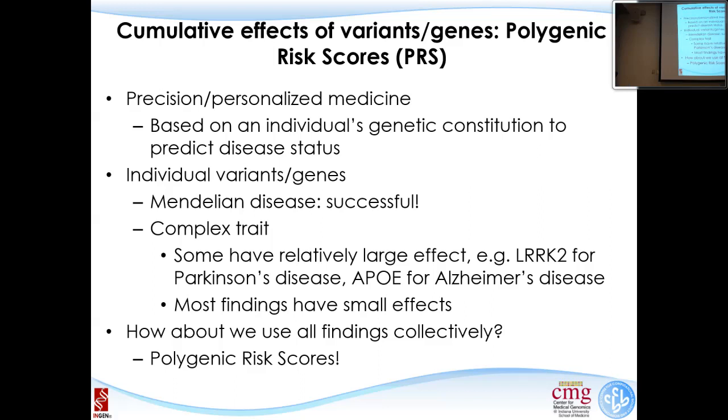This idea comes from precision personalized medicine. Say I have a genotype G1, whatever, in somebody. Can I say what percentage chance I have of getting this disease? For Mendelian disease, it's very successful because the disease has a very large effect. If you have that mutation, most likely you are going to have that disease. For complex traits, the success stories are the LRRK2 gene for Parkinson's disease and APOE for Alzheimer's disease.